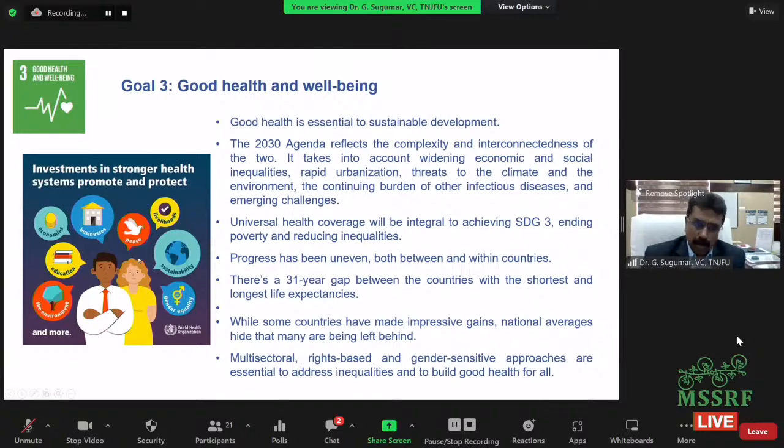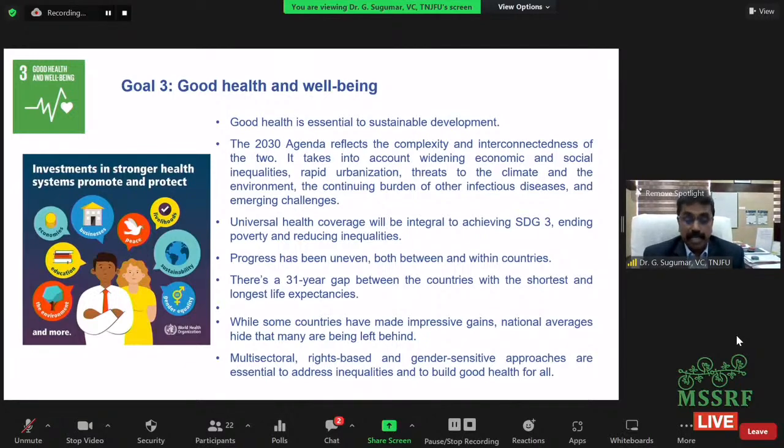Gender equality are all real problems, but holistically, if we approach this problem, we will come out with something that can make this world a better place to live. Now, if you see one figure, there is a 31-year gap between the countries with the shortest and the longest life expectancies. This shows the disparity in this world, and we have to address this.